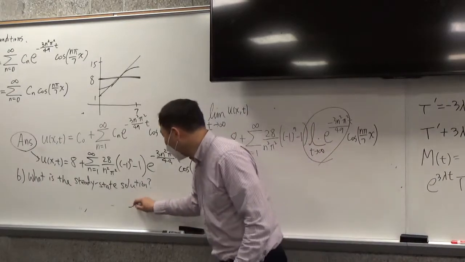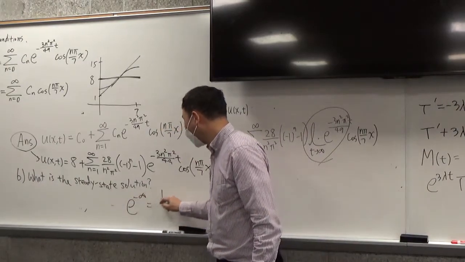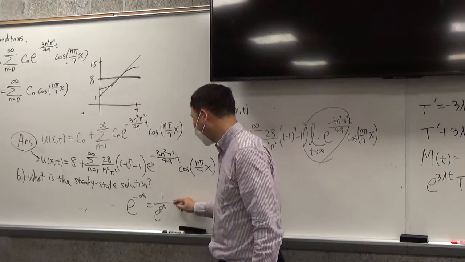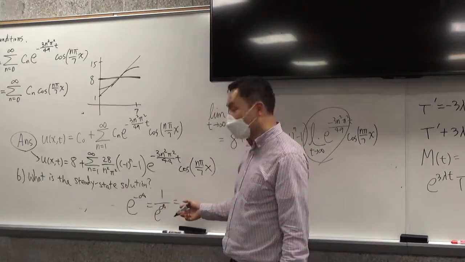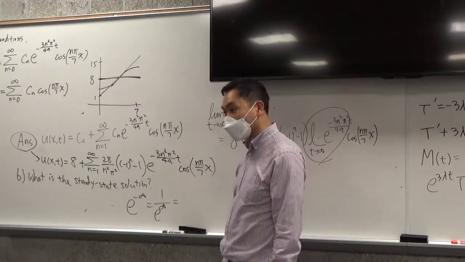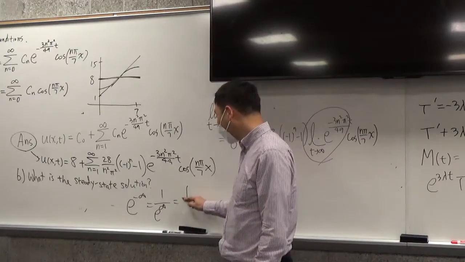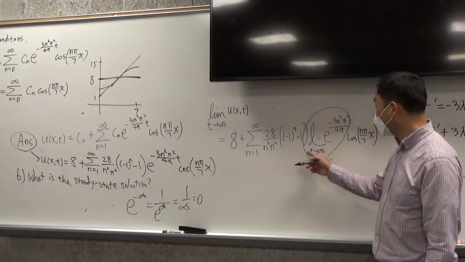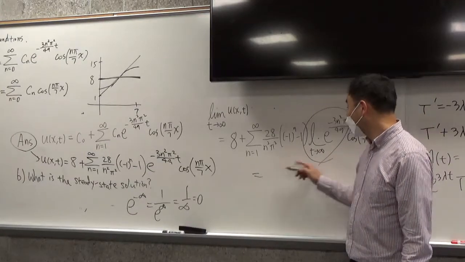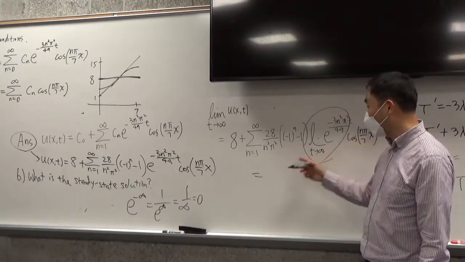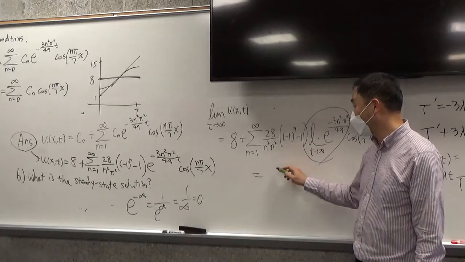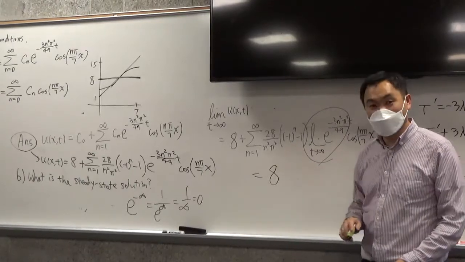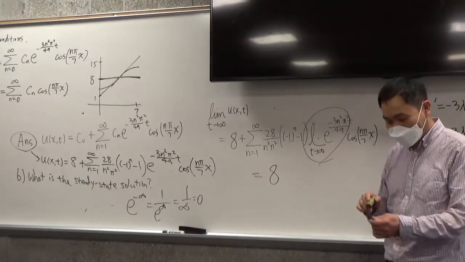Yeah. e to the negative infinity is 1 over e to the infinity, and e is 2.7, so if you take infinite powers of it, you get a very large number, right? So you get 0. So what's happening? This will be 0, right? So all of these terms will be 0, and what are you left with? 8. So that's what you have to write for 5 points, okay?